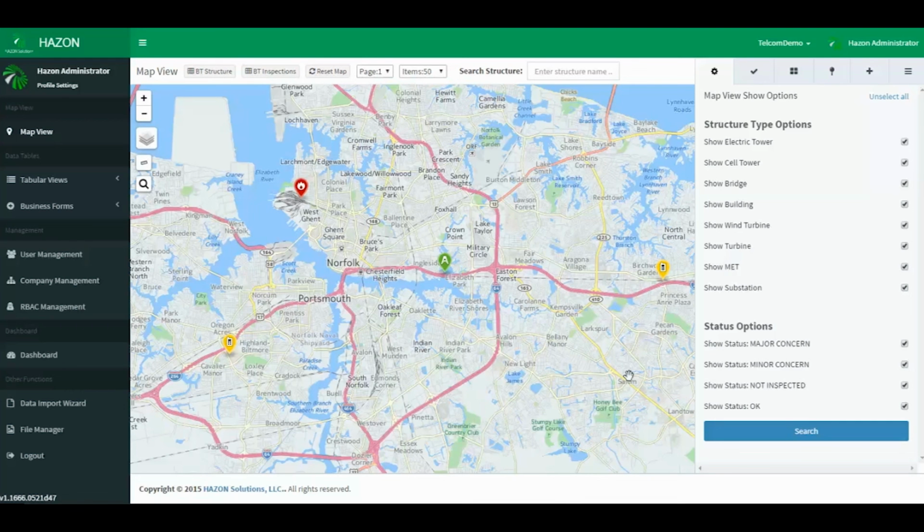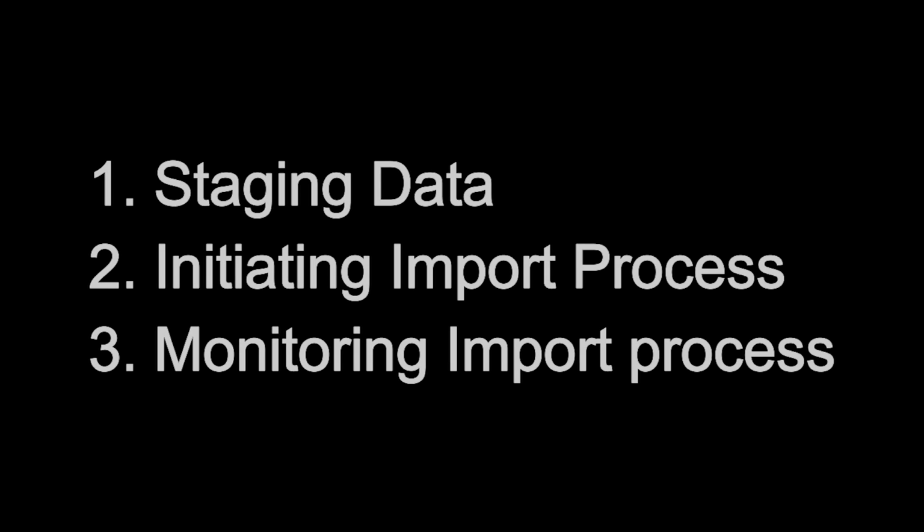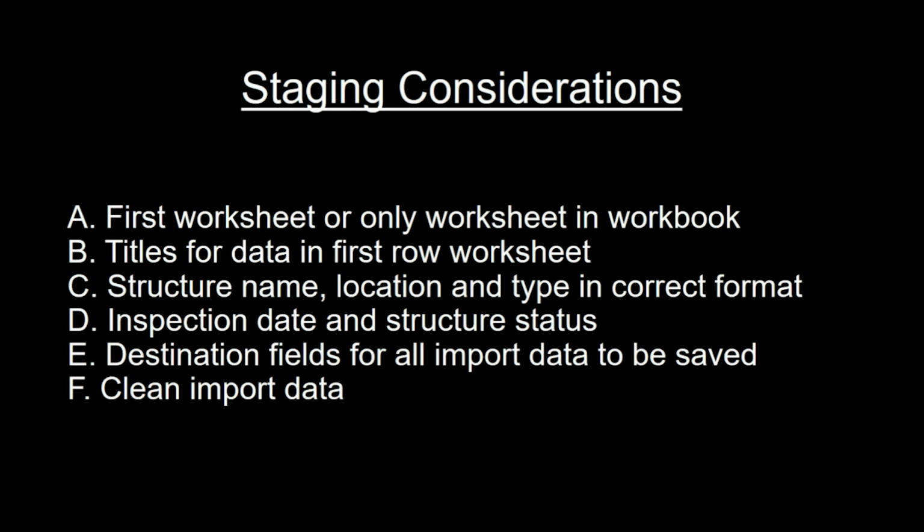In conclusion, the Data Import Wizard is used to import external tabular data into the HIVE database and efficiently create multiple structures and associated inspection data and display the results of the import on a map. The import process can be thought of as 3 groups of steps: staging the data, initiating the import process, and monitoring the import process. Staging considerations include ensuring that the worksheet that contains the import data is either the first or the only worksheet in the workbook to be imported, and that the first row of the import data must contain titles for the data to be imported.